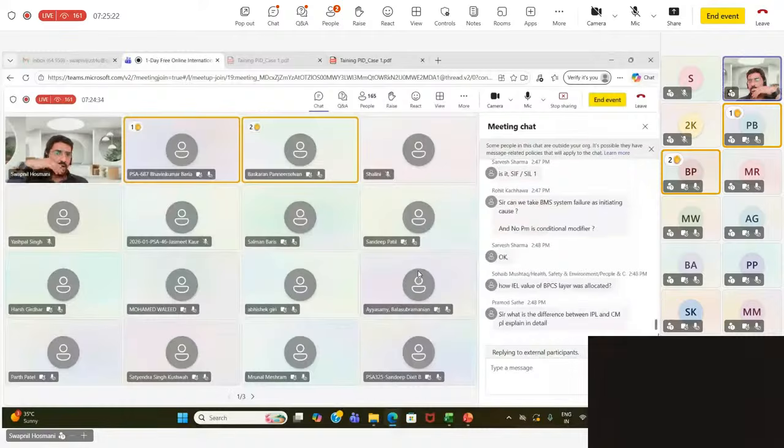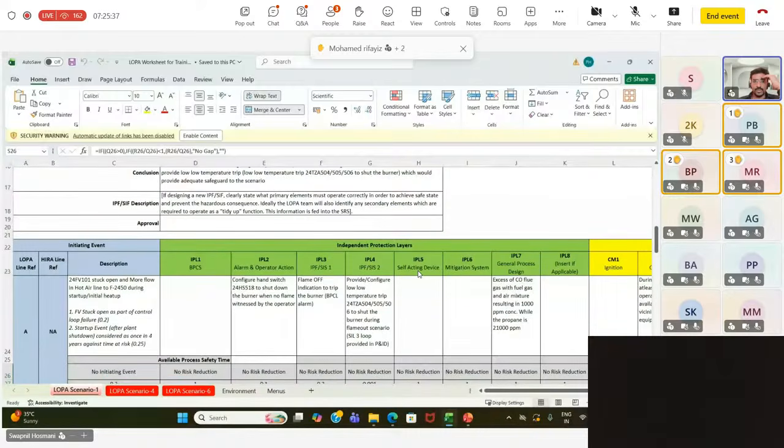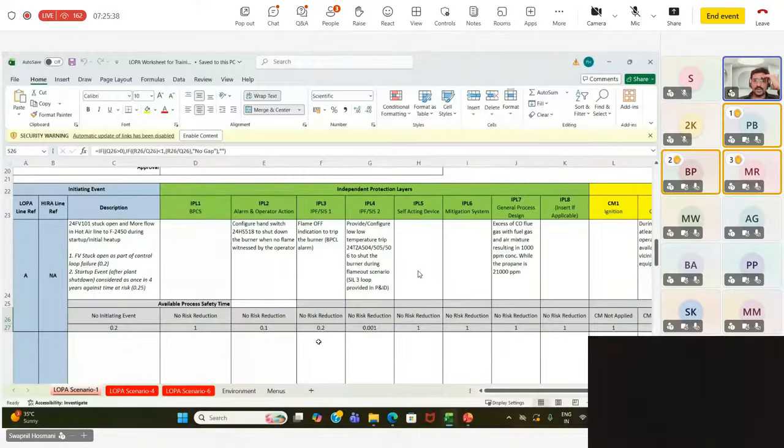How the IPL value of the PPCS layer was allocated. So this is the PPCS alarm. If you look at this, the value we've considered is 0.2. So this is based on their arrangement.